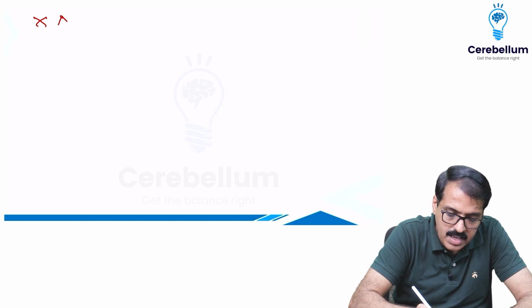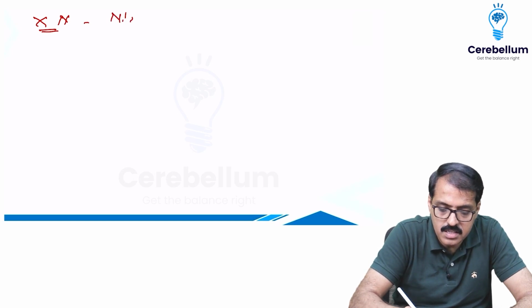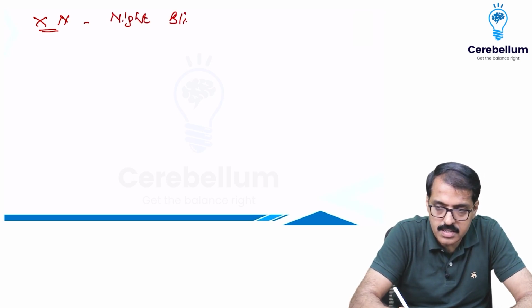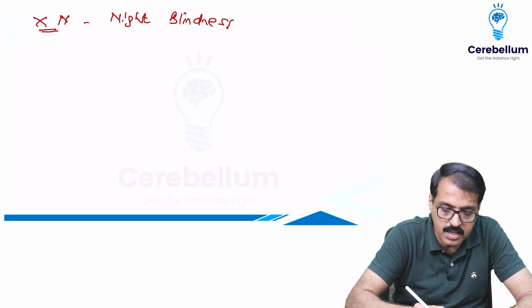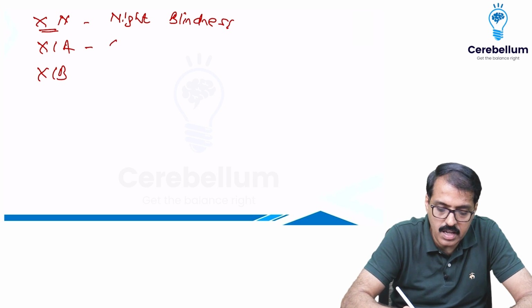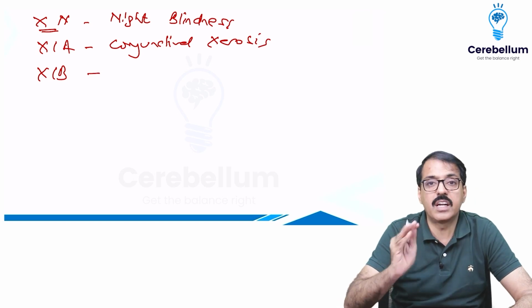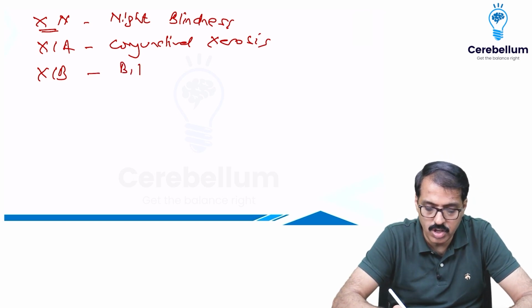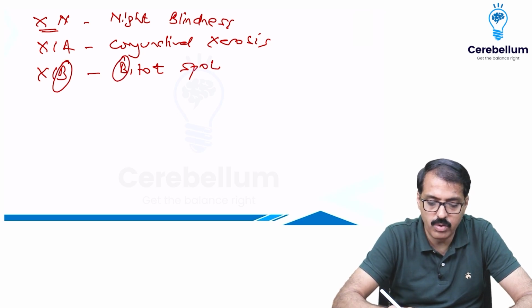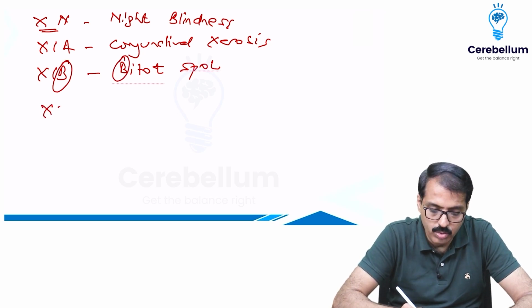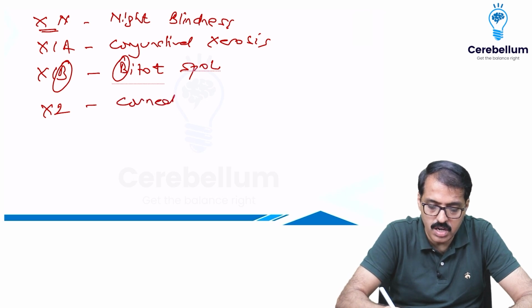See, the first is XN. XN is night blindness. X1A and X1B. 1A is conjunctival xerosis, that is drying, and once the conjunctiva is dried, it leads to formation of a Bitot spot. Easy to remember, B for Bitot, B here. Okay, Bitot spot. X2 is when there is corneal drying. So there is corneal xerosis, corneal drying.